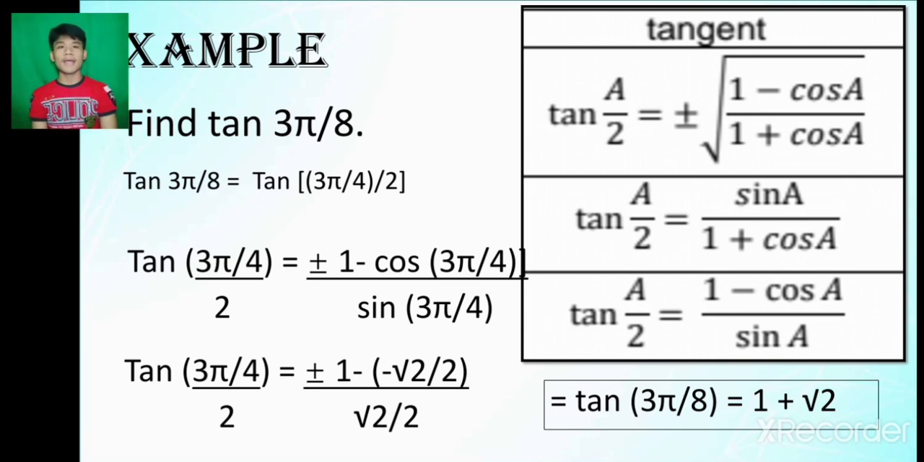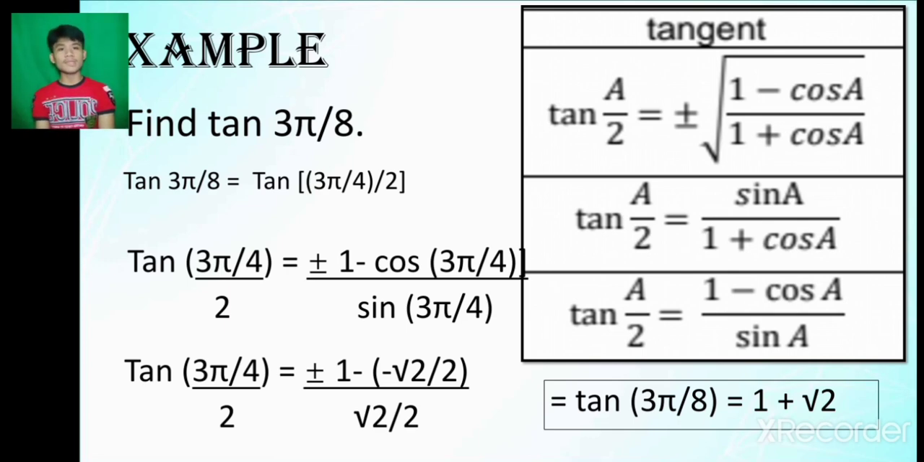Tan 3 pi over 4 over 2. In this example we use the formula number 3, tan A over 2 is equal to (1 minus cosine A) over sine A. So substitute the given value to our formula: 1 minus cosine 3 pi over 4, over sine 3 pi over 4.